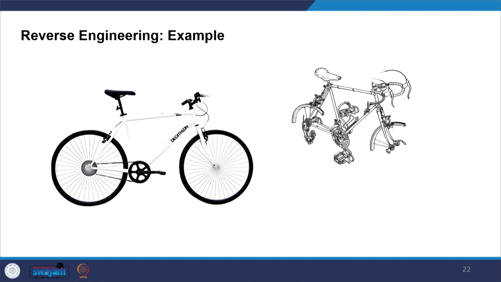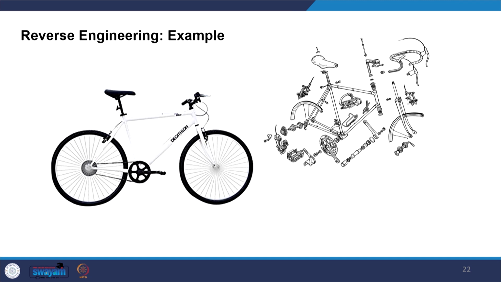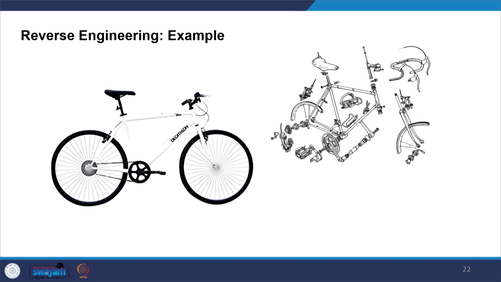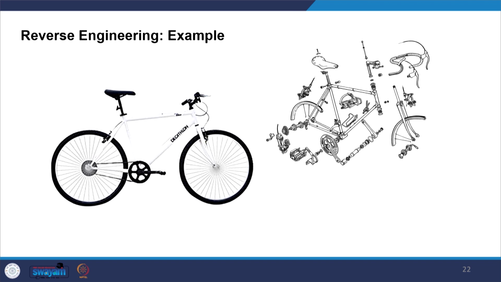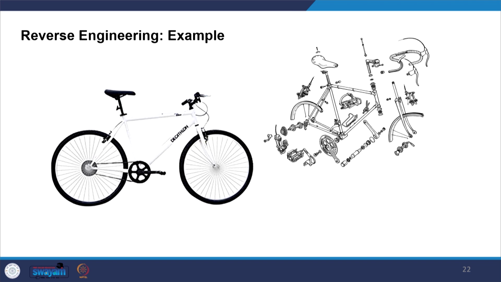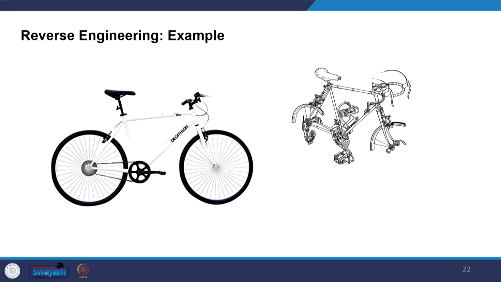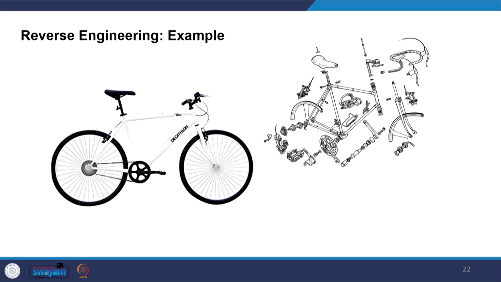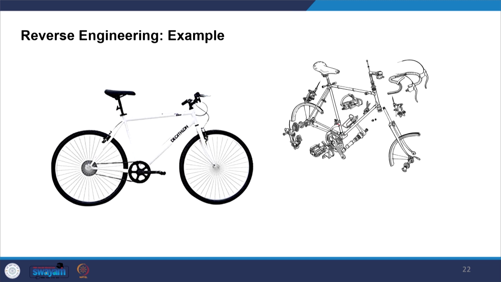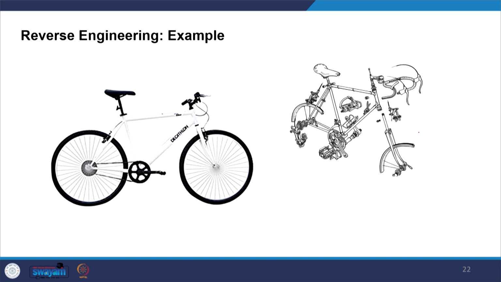Now, look at this. This is a cycle, and this cycle has several parts. So, the company can take this cycle, remove the parts, and try to see how it has been made. What are the different processes involved in making this cycle and what are the different parts involved? What is special about this cycle? Once they feel we can make some improvements, let us say in the cycle chain or in the wheel, they can do so.